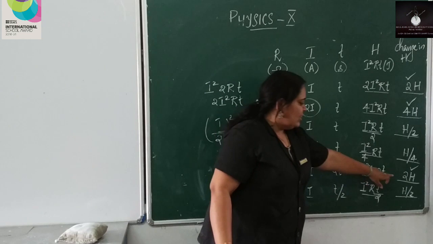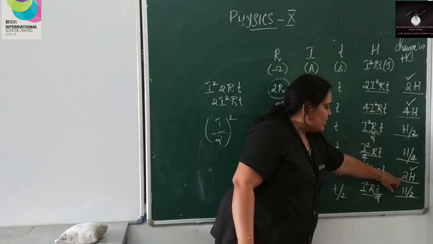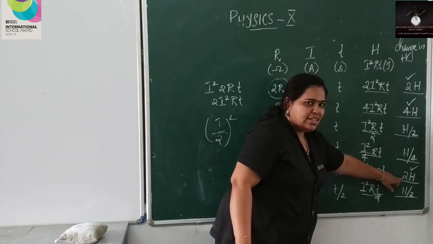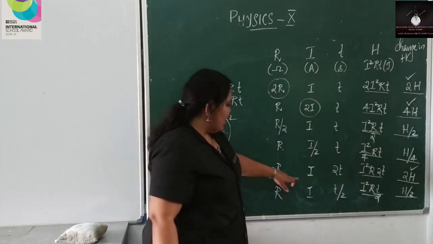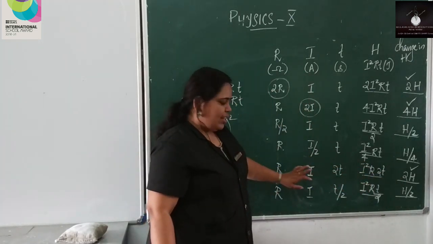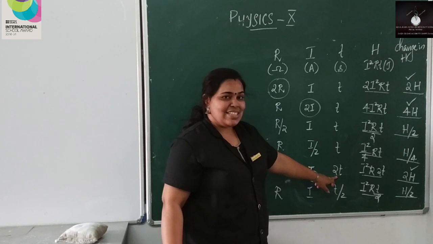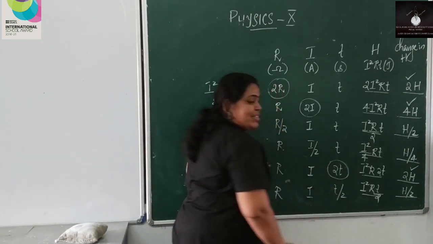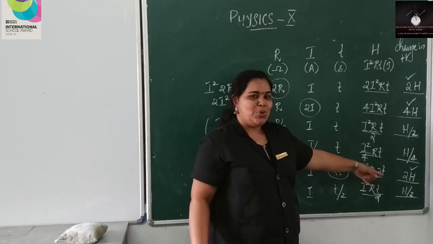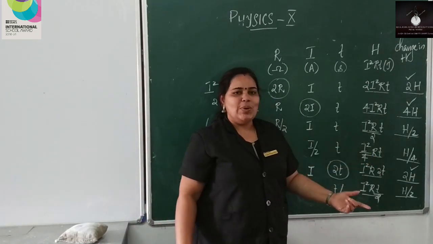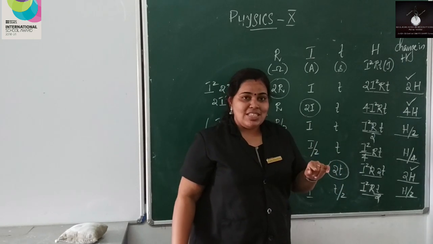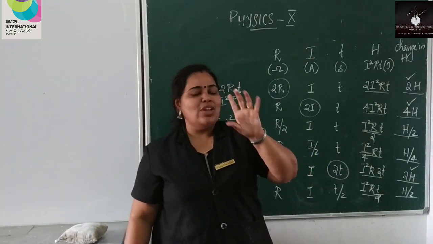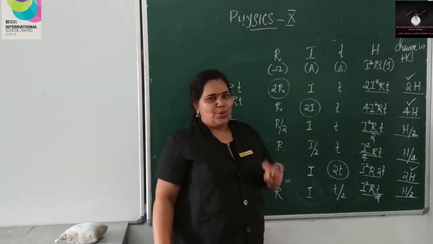Okay, now take the third case. Here heat energy has increased, isn't it? It is 2H. In this case, resistance is R, current is I. Look at this time. It is 2T. So, when the time is doubled, what happened to the heat produced? Heat produced also gets doubled. So, from this we can understand time is one of the factors affecting heat produced.